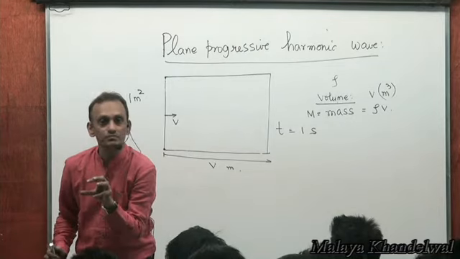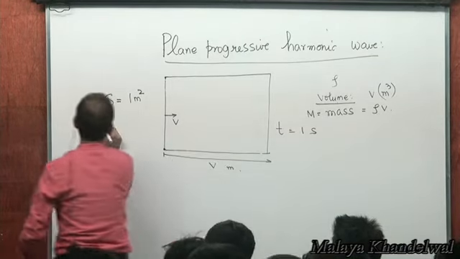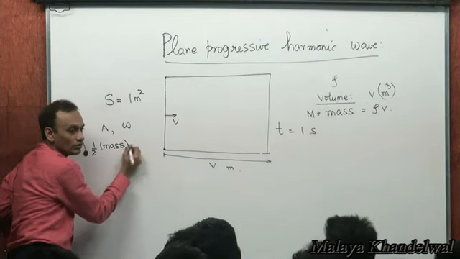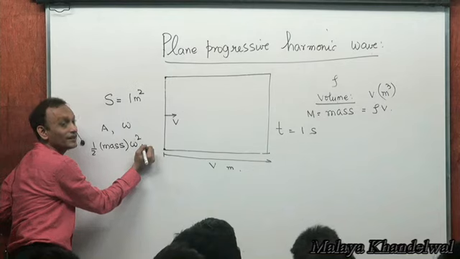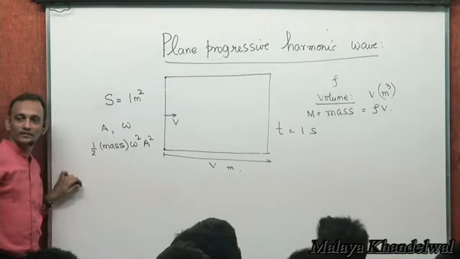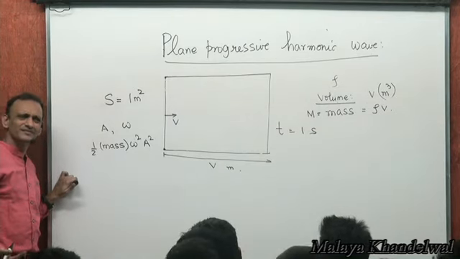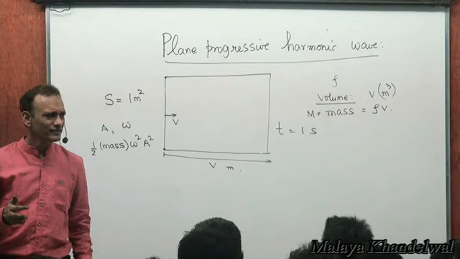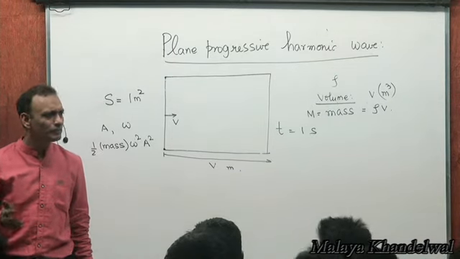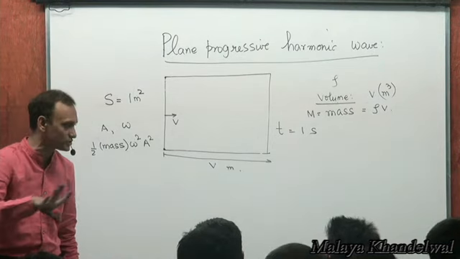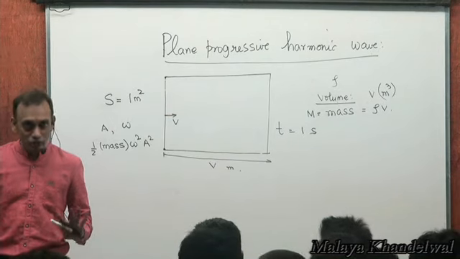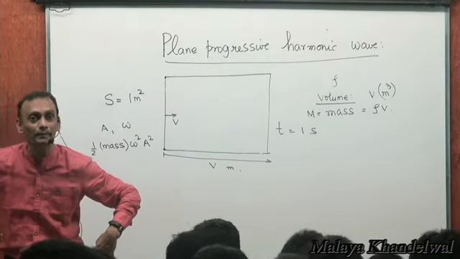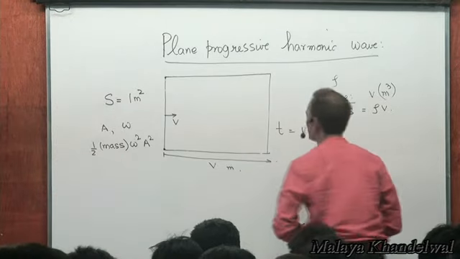If there is a particle executing simple harmonic motion with amplitude A and angular frequency omega, then the total energy of oscillation that it has is half of mass into omega squared into A squared. Yes or no? Total energy of an oscillator. Maximum velocity is omega A, that means velocity at the mean position. Half of m omega squared A squared. I have taught some simple harmonic motion to you. So that's the total energy of oscillation of a particle with angular frequency omega and amplitude A.